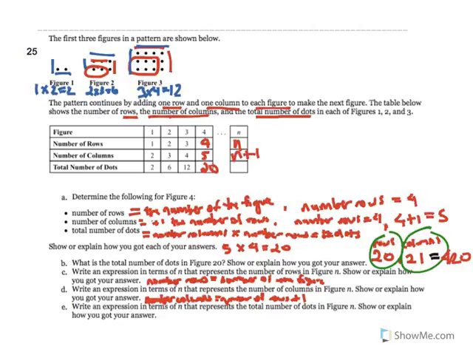Finally, it says, write an expression in terms of n that represents the total number of dots in figure n. Show or explain how you got your answer. As we showed above, the number of columns times the number of rows equals the number of dots. So if the number of rows is n, and the number of columns is n plus 1, the number of dots has to equal n squared plus n.